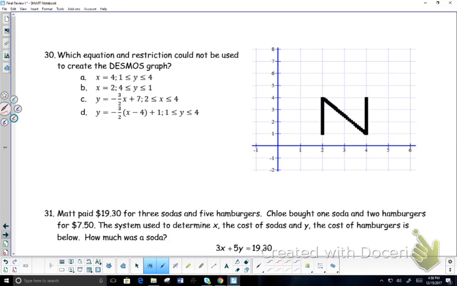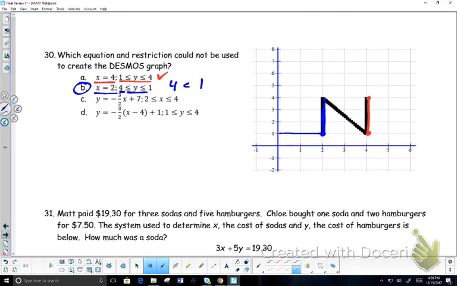Which equation or restriction could not be used to create this Desmos graph? So let's go back and think about our picture project. This is x equals 4, so this is this line right here. It also tells you the range. The bottom of this graph should be at 1, and the top of this graph should be at 4, so this one works just fine. The next graph we have is x equals 2. Well, x equals 2, once again, is a vertical line. The bottom of this graph is supposed to be 4. Is the bottom of this graph 4? No. So this is no good. And what you'll notice is they're saying 4 is less than 1 when you read this. 4 is not less than 1. So this is your answer.